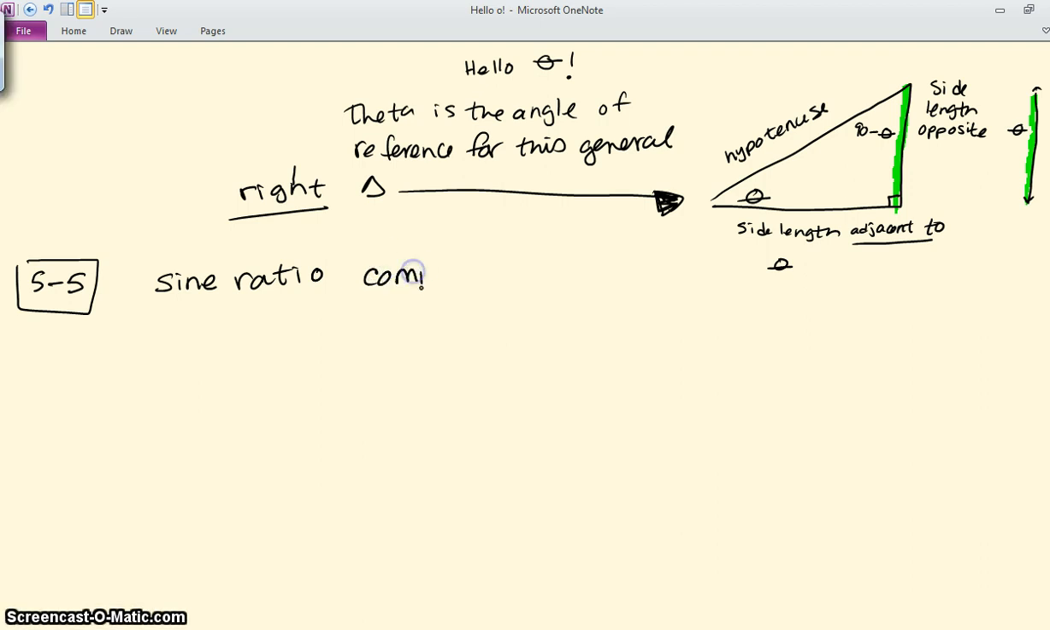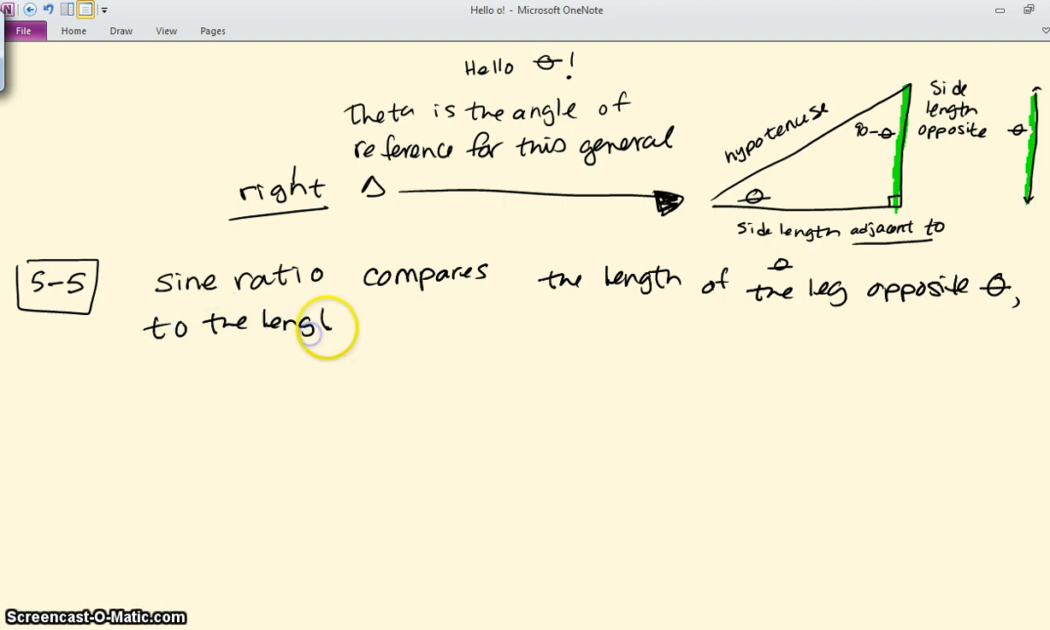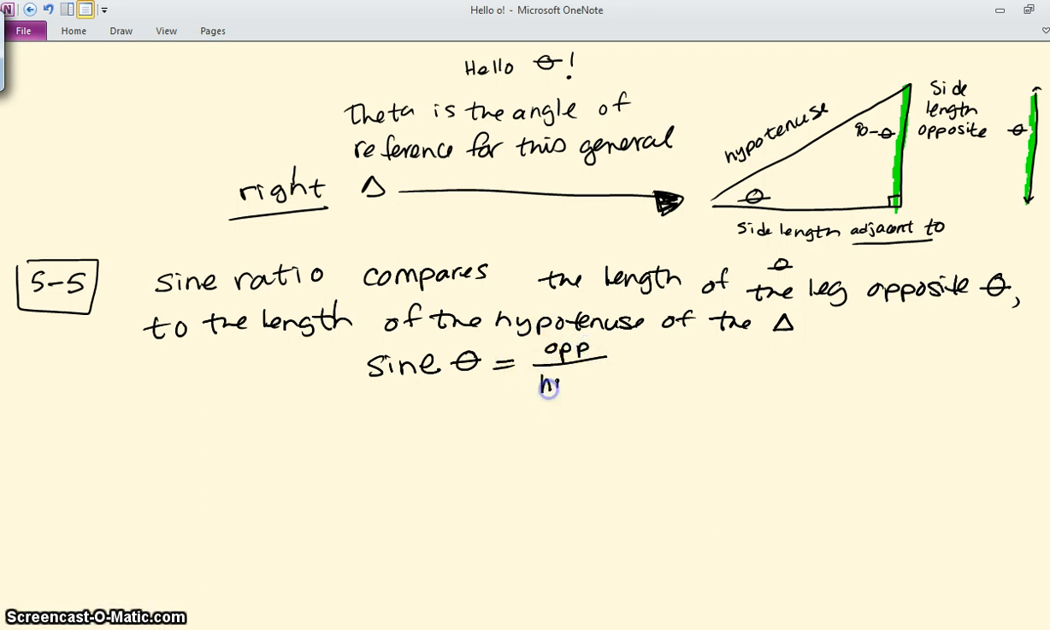The sine ratio compares the length of the leg opposite theta to the length of the hypotenuse of the triangle. So you will see the sine ratio written this way. We're not using change in y and change in x as often any longer because the triangles aren't oriented in standard position all the time.